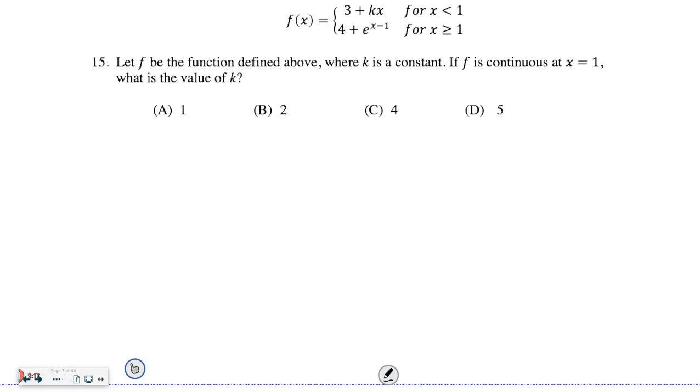I'll move up here because I have my mask on. I'm getting a little claustrophobic. So Harrison, what has to happen for continuity of a piecewise function?